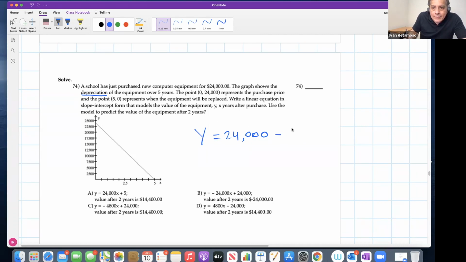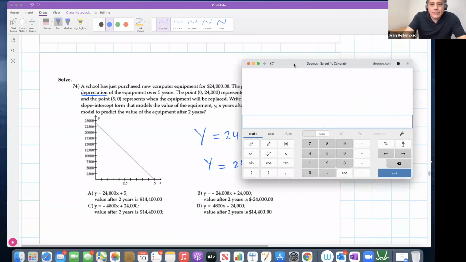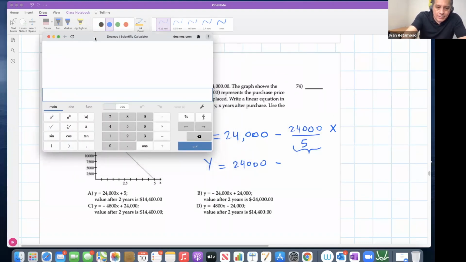It loses 24,000 over 5 years. This quotient is going to give you what it loses per year, but you need to multiply that by the number of years x to compute how much it is losing in total. So this will be 24,000 minus this quotient. We can compute this quotient in our scientific calculator.